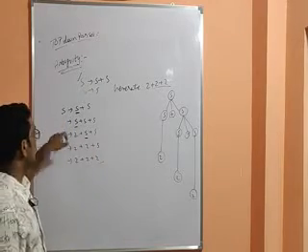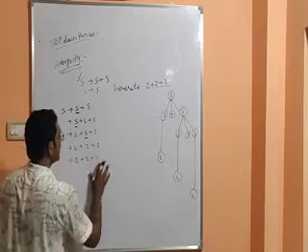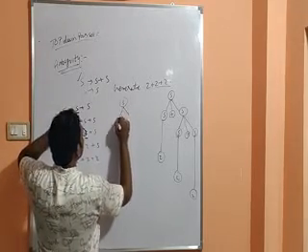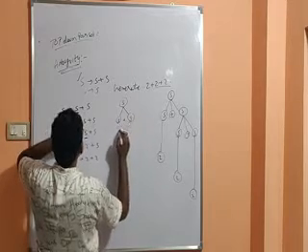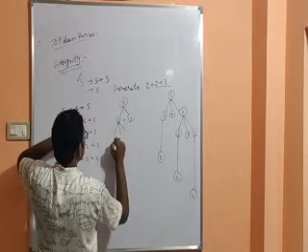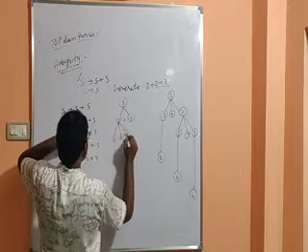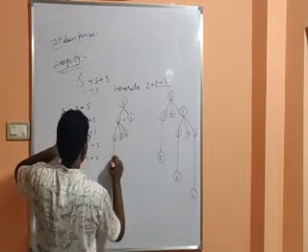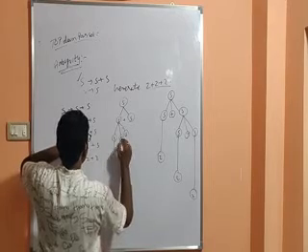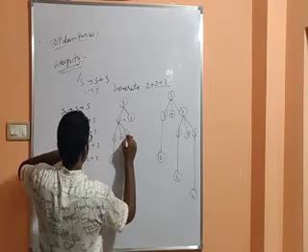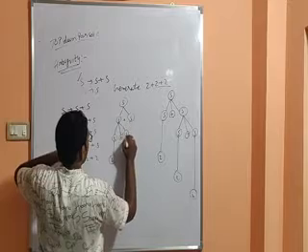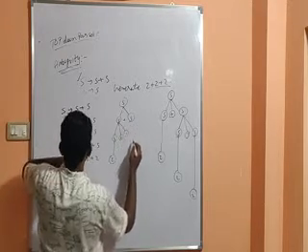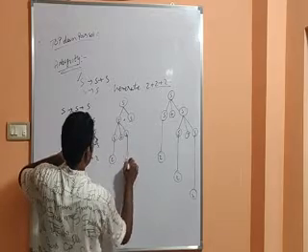Now let us construct the parse tree, isn't it? S in the grammar tends to S plus S. This S is modified as S plus S. This S is written as this. This S is modified to 2 plus, and the S plus S as it is. Okay, 2 plus 2 plus 2.